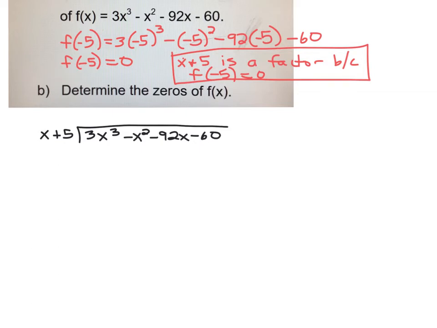I want to look and say, what do I need to multiply x by to give me 3x cubed? Well, I need to multiply it by 3x squared, so I'm going to put that on the top here. And then let's distribute. 3x squared times x is 3x cubed.